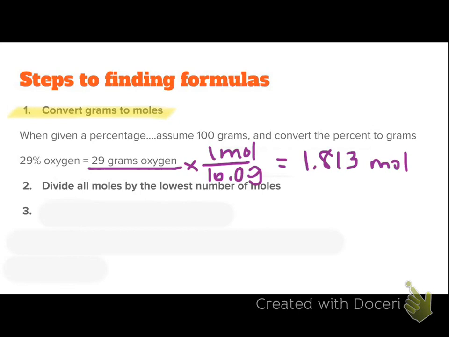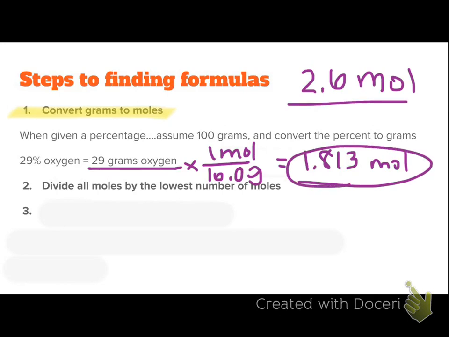moles. Okay. Now, your formula is not only going to have oxygen, it's going to have oxygen and maybe some carbon, maybe some nitrogen, some hydrogen. You're going to find the number of moles for each one, and you're going to divide each of them by the lowest number of moles, whichever one that is. So if you had something else in your formula that had 2.6 moles and your oxygen had 1.813, this would be your lowest number, so you would divide everything by 1.813. We're going to do an example here in just a second, okay, so stay with me.